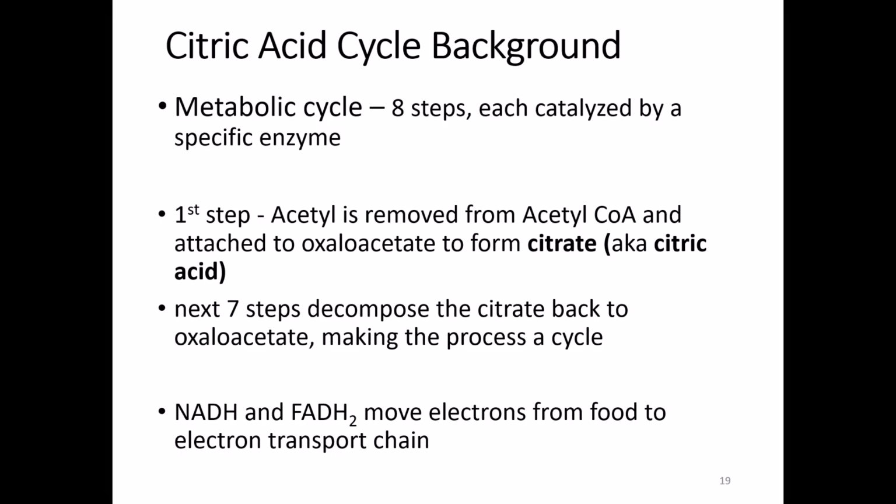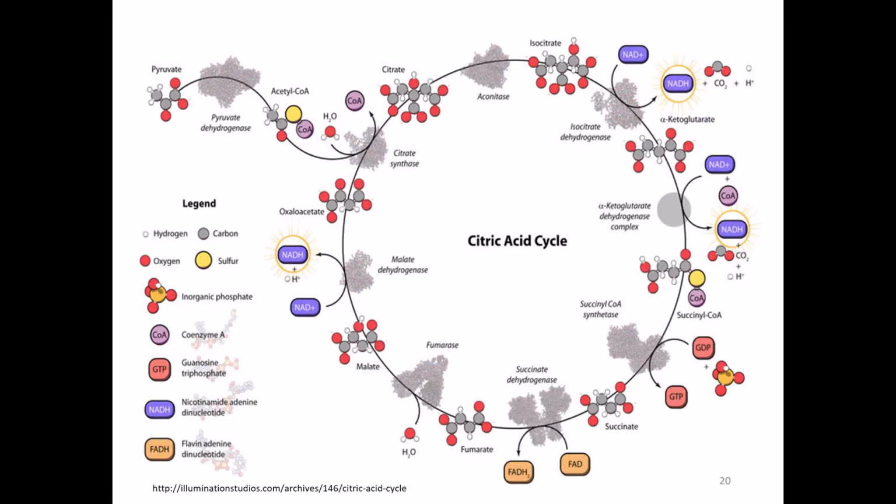So NAD and FAD are going to pick up hydrogens and electrons, and then they'll later move those hydrogens and electrons to the electron transport chain. So don't memorize this picture, but this picture is showing you the citric acid cycle, and it's showing you pyruvate going through pyruvate oxidation, so you get acetyl coenzyme A. The acetyl coenzyme A going in, and the coenzyme A being kind of ripped off here and forming citrate.